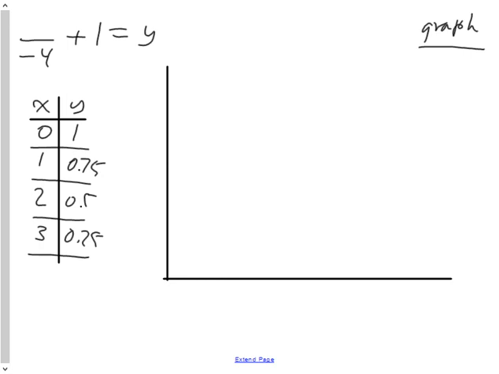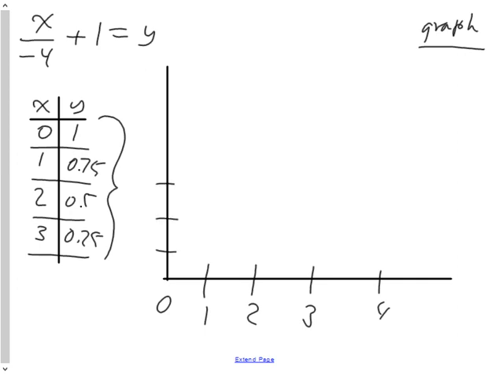So in the equation, x divided by -4 plus 1, I've now created this table of values that shows 4 points on the line in this graph. That makes it nice and easy because if I think about it, I'm going to put 1, 2, 3, and 4, and 0. There's 0 on my x. And since my y values are all positive, and it ranges from 0.25 to 1, I'm going to make each of these lines worth 0.25.